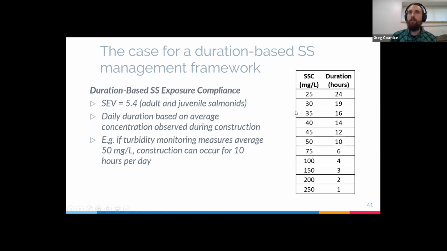So what we can do with this table is, given the concentration that we're observing on site, given characteristics in the project, the construction activities, we're going to see an inherent concentration resulting from that. And given that average concentration, we can work for a certain number of hours in the day. For example, if we were observing an average of 50 milligrams per liter, we would be able to work for a maximum of 10 hours in the day. So that incorporates both concentration and duration. However, it puts the focus on the managing of duration.